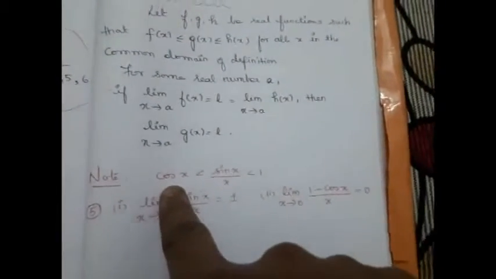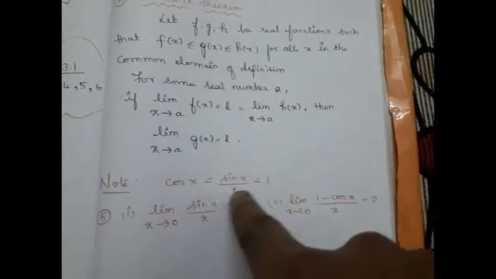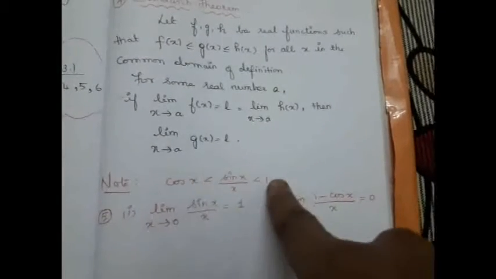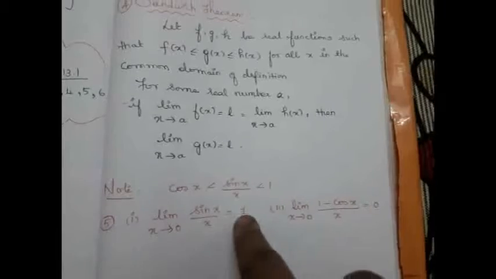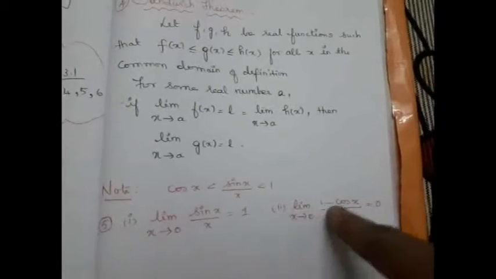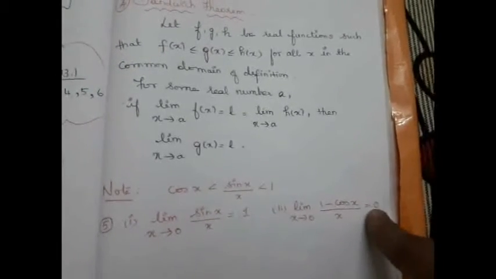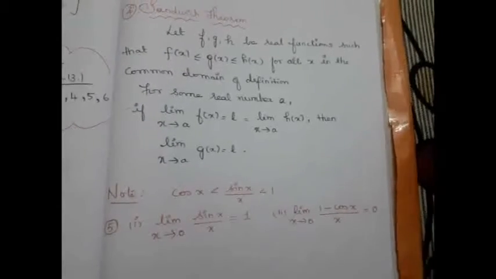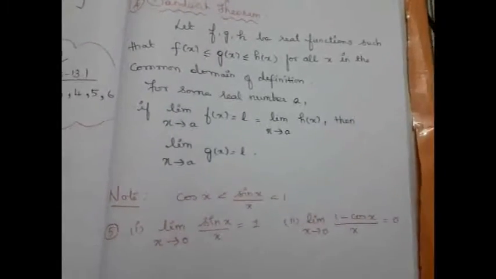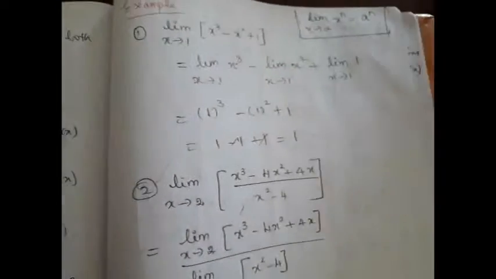Alright, and then we have seen an important result: cos x is less than sin x by x, which is less than 1. The function sin x by x lies in between cos x and 1. And limit x tends to 0 sin x by x is 1. Limit x tends to 0 1 minus cos x by x is equal to 0. So based on all these results, we are going to solve problems now. Let us see how we can solve problems based on all these methods.